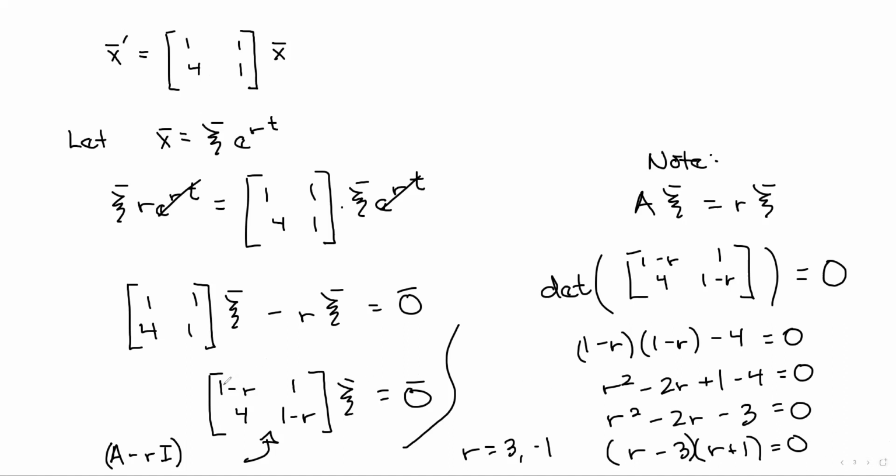All right, so actually, let's just do it right here. We're going to start off with r equals 3. So 1 minus 3 would be negative 2. So we have negative 2, 1, and then 4, negative 2.